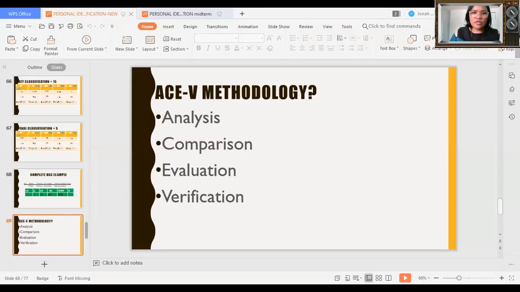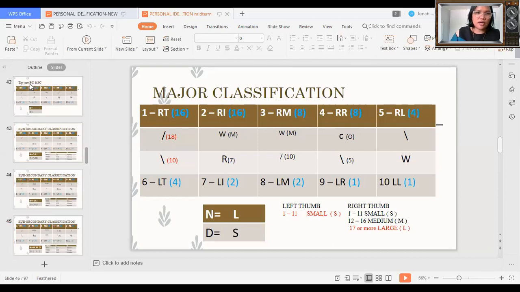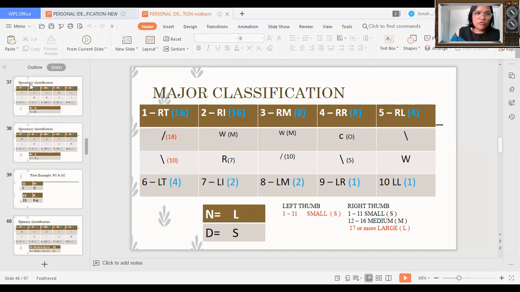Okay, we will try to take a look at more of this. We'll have to deal with another slide so that we can obtain more ideas on how Henry system classification is established. Okay, we have more exercises here.